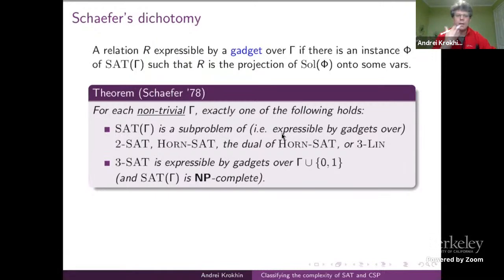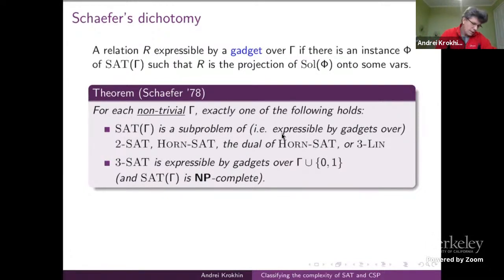If you are expressible by a gadget over some tractable case, then you're tractable. And the other case is when you can express 3-SAT by a gadget over gamma with additional constant relations. And then SAT gamma is NP complete. This idea of expressing things by gadget is important. It will go throughout the talk, and we'll get back to it many times.